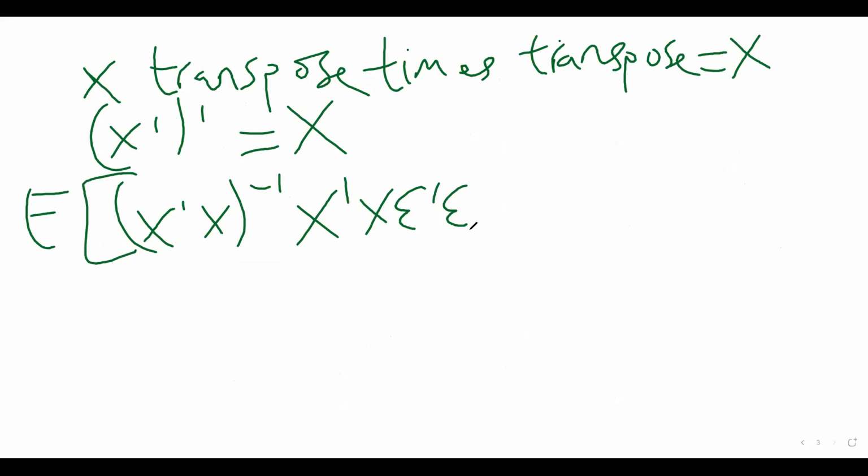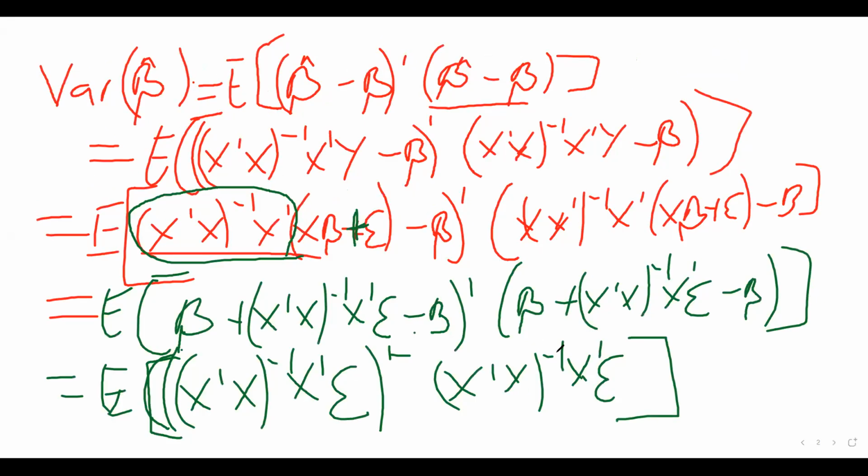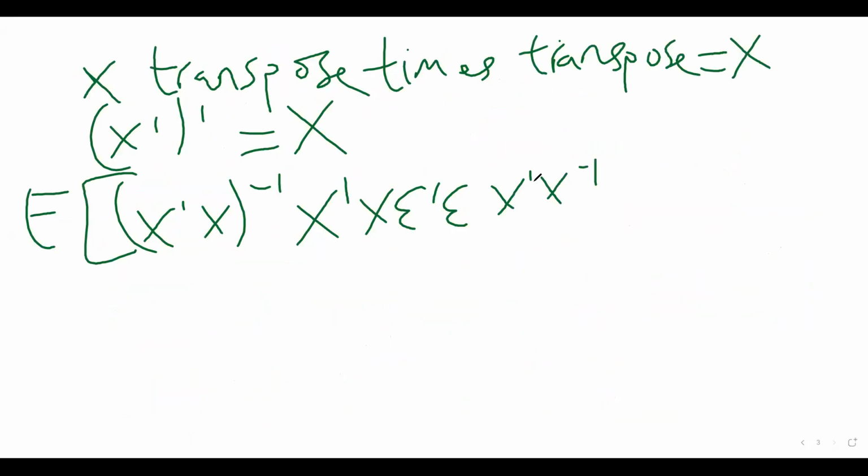And then finally, let's go back. Finally, you see that we have x prime x to the power negative 1. Okay. X prime x to the power negative 1. So I will add that there. And so you get x prime x to the power negative 1.